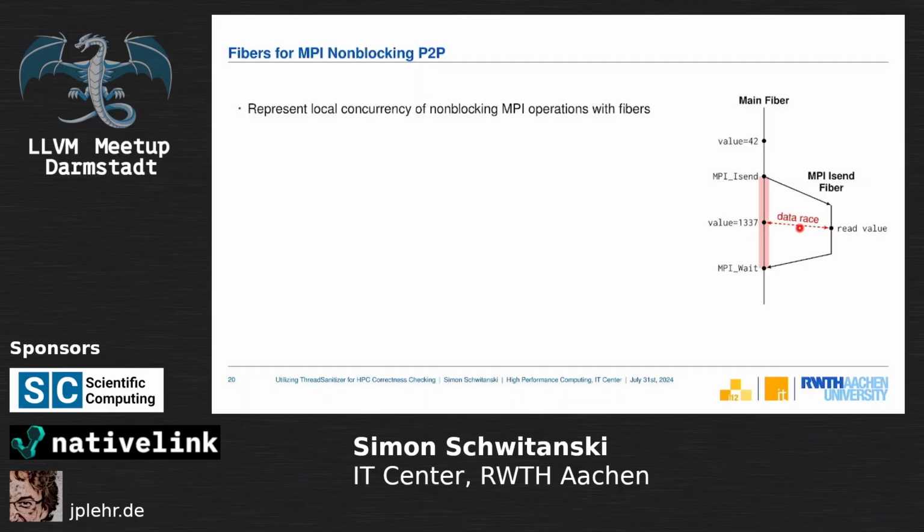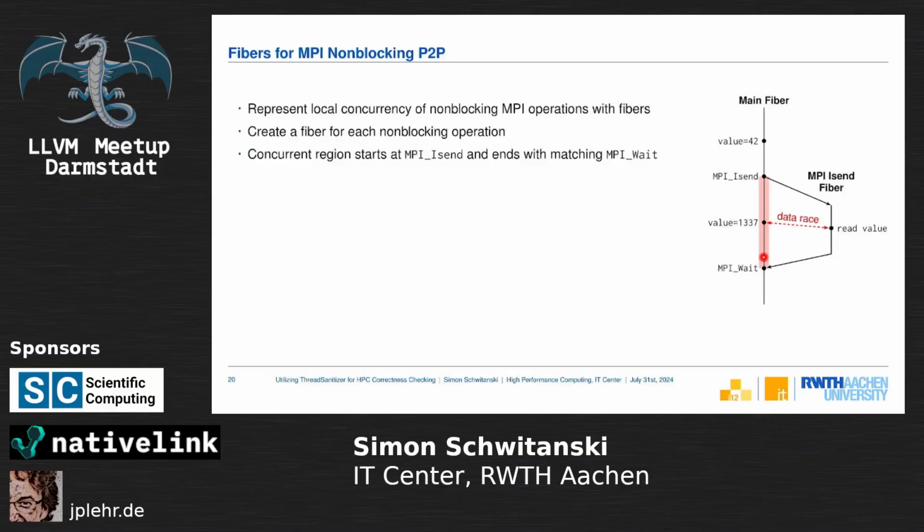And this is in the end the idea: we somehow have to tell ThreadSanitizer that this here is going on. And in this red region, we should not modify the value that is used in the MPI send function, because in this region, the value could be read. And this is basically written here. So we create a fiber for each non-blocking operation, and the concurrent region starts at MPI send and ends at MPI wait. And this conflicting access would then lead to a data race report.